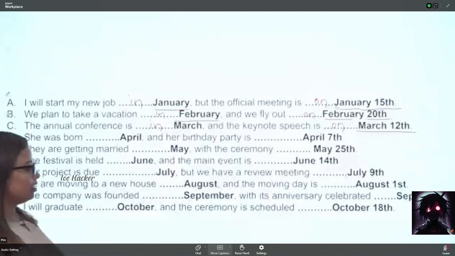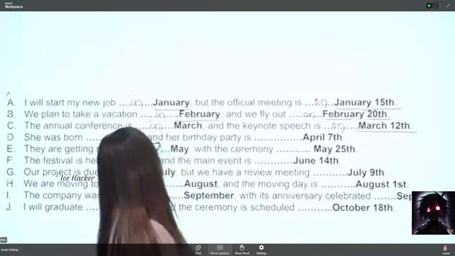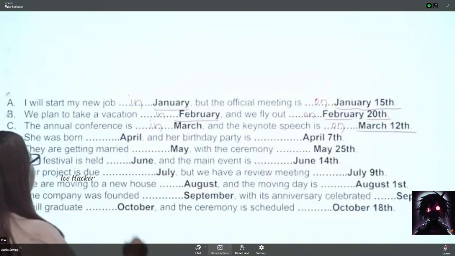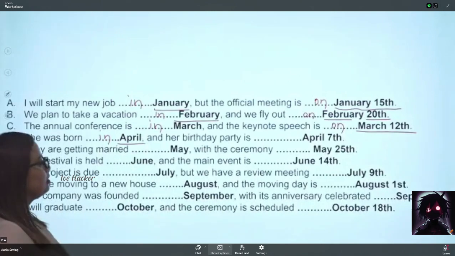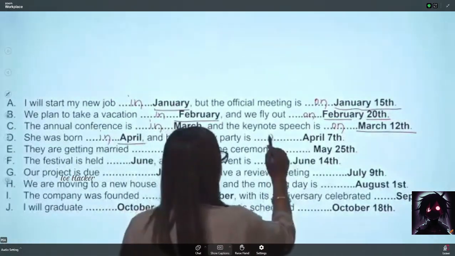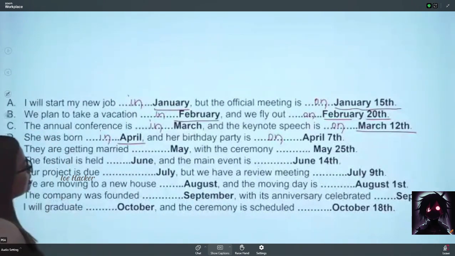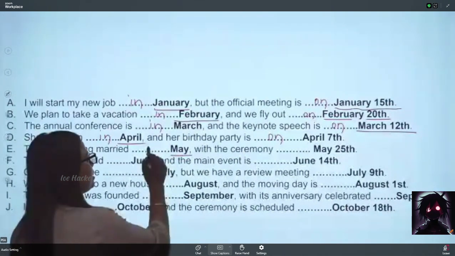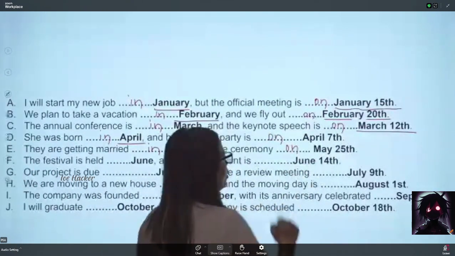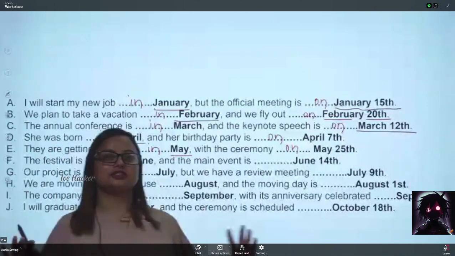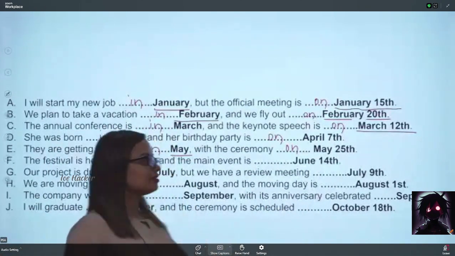She was born, okay, all of you please send me answers. She was born in April, only month. That's why in. And her birthday is on 7th April or April 7th. They are getting married in May with the ceremony on 25th May or on May 25th. Same. It doesn't matter. Either you write the name of the day at first or at last.